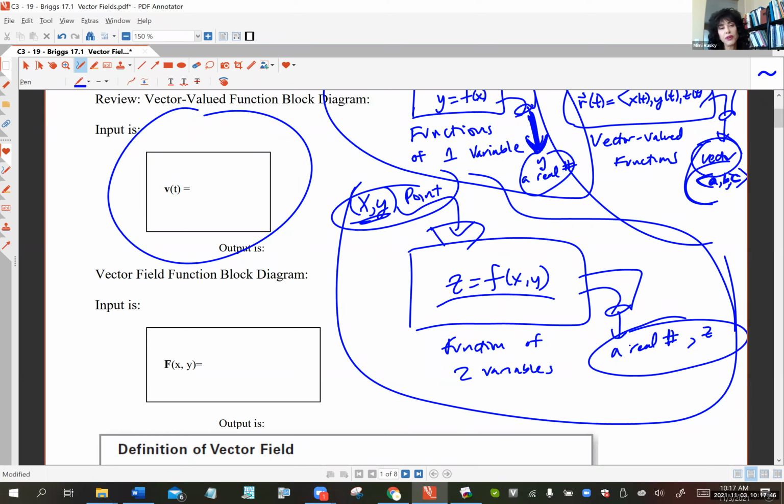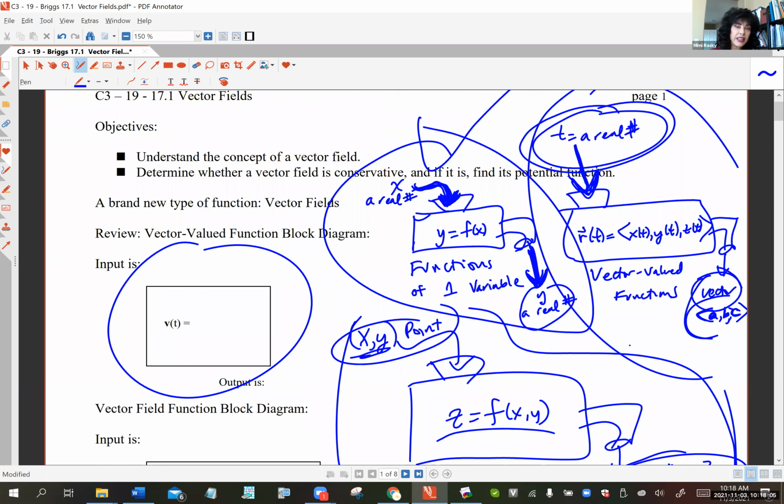Now, if we had a function of three variables, you would feed it a point that would be an ordered triple, and it would still have an output of a real number corresponding to the ordered triple. Okay? Now, a vector field is a new kind of function. So it's important that you have an understanding of all the other functions that you studied so that you can make the distinction between how it's alike and how it's not alike.